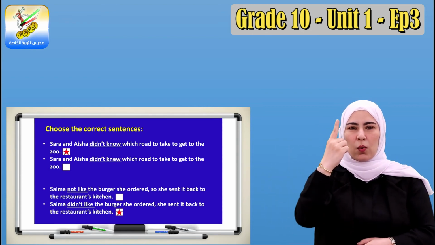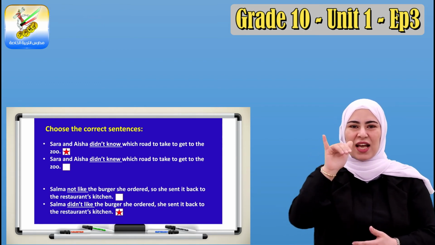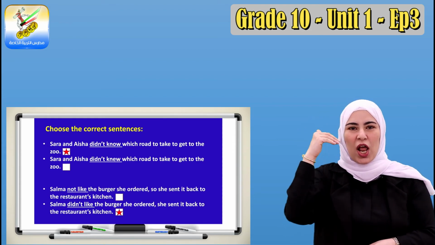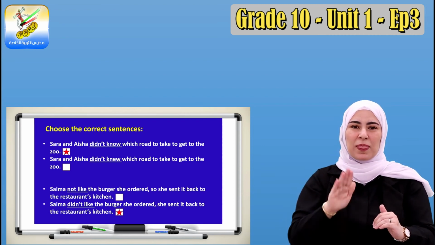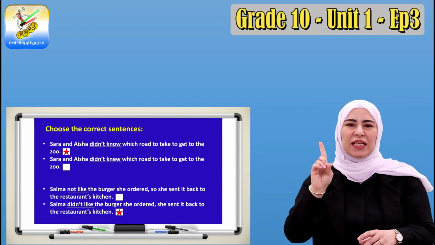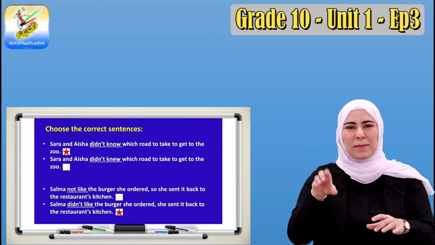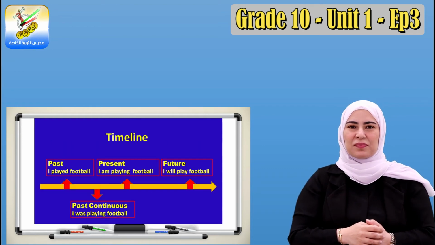The first one is, Sarah and Aisha didn't know, because as we said before, the verb coming after did is always in the infinitive. The second sentence is, Selma didn't like. We cannot say Selma not like. It's not correct. Those of you who got it right, well done. Let's take a look at the timeline again.